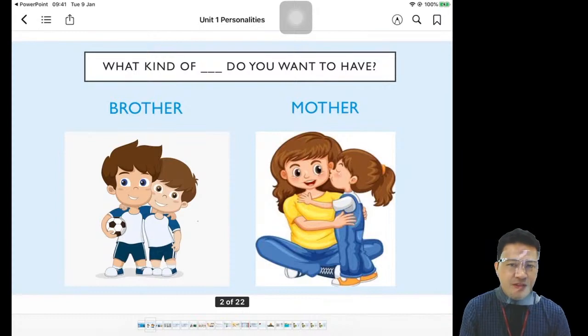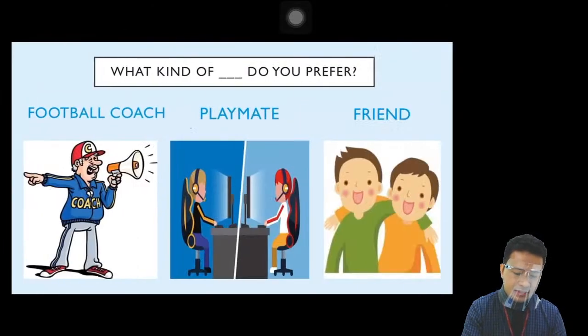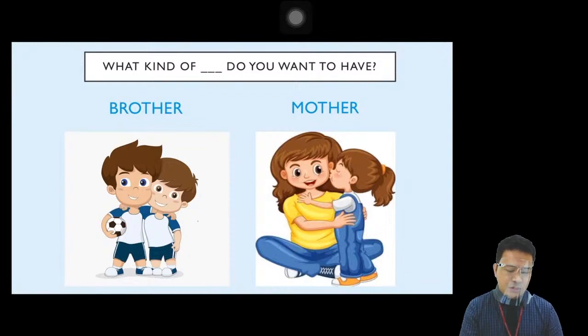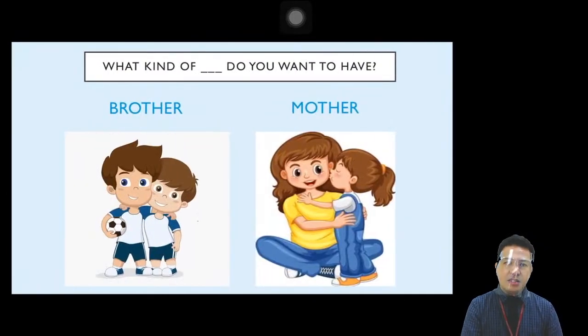Moving on, let's have this structure. What kind of blank do you want to have? You have here brother, and you also have here mother. Now in this case, we are going to use the structure, what kind of, for example, brother do you want to have? Or what kind of mother do you want to have? And then you're going to use some adjectives to describe them. You're going to use words such as active, smart or cool. For example, I want to have a brother who is cool.